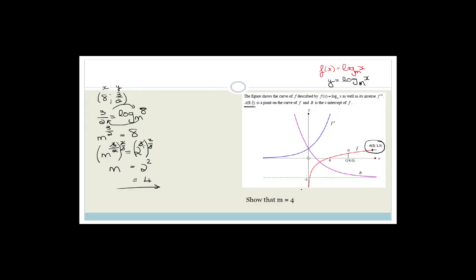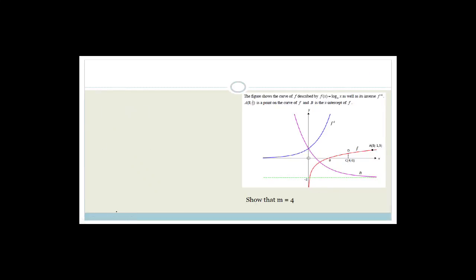And guys, just substituting it in, going, oh, well, log 8 base 4 is equal to 3 over 2. That doesn't work. You can't do it like that. You have to do it like this. Okay, so we've just proven that m equals 4. Now let's move on to the next part of the question.